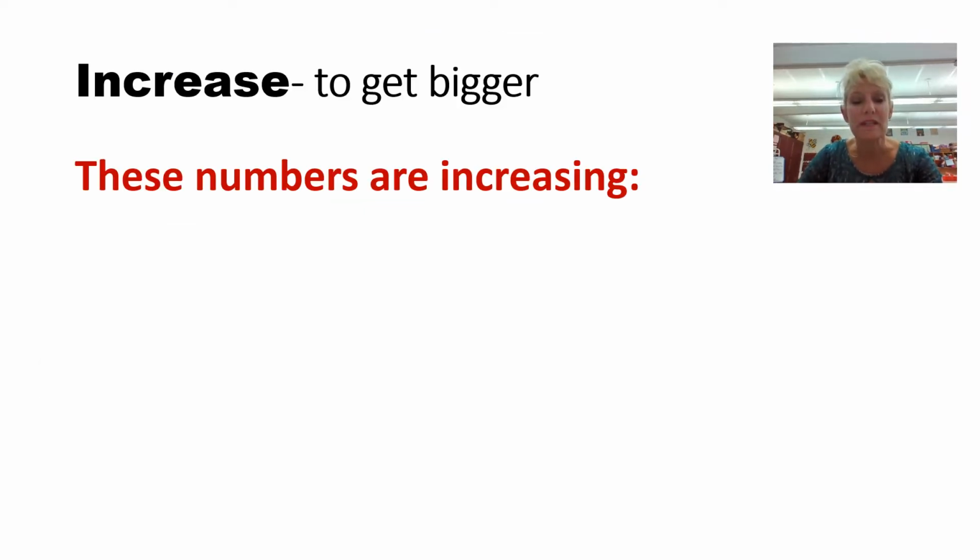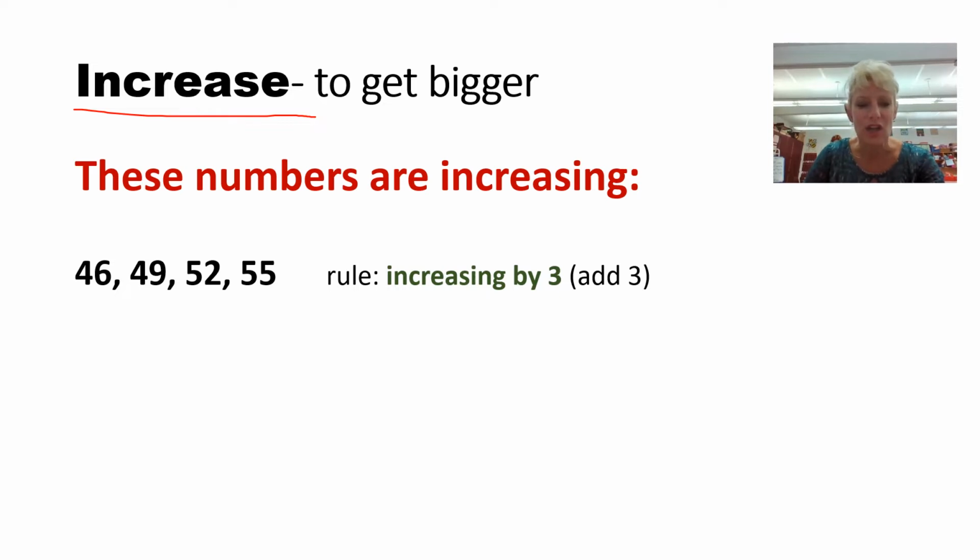The first word we want to discuss is the word increase. When I'm looking at the word increase, I see that the definition is to get bigger. I'm going to give you some examples of numbers that increase. Take a look at these. 46, 49, 52. You can see that they're getting larger each time and they are increasing by 3. So if we created a rule, we'd say add 3.